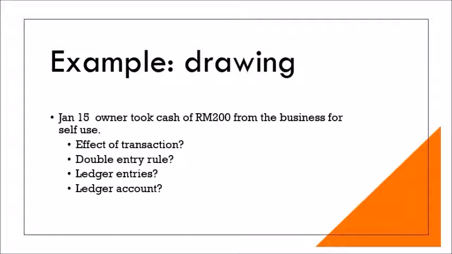So you can see that took cash. So asset decreases in cash form, but drawing increases. So owner's equity decreases in drawing.